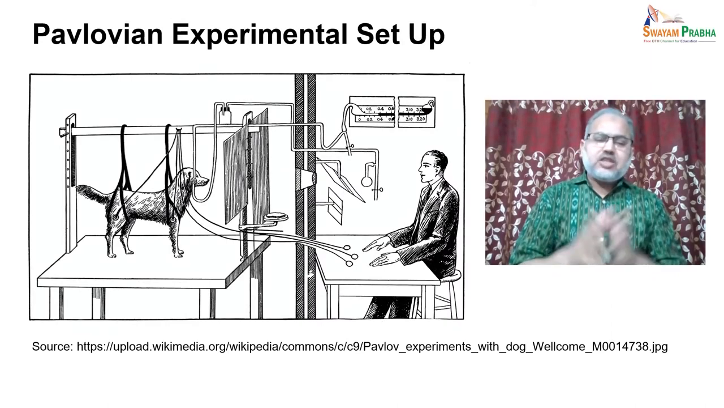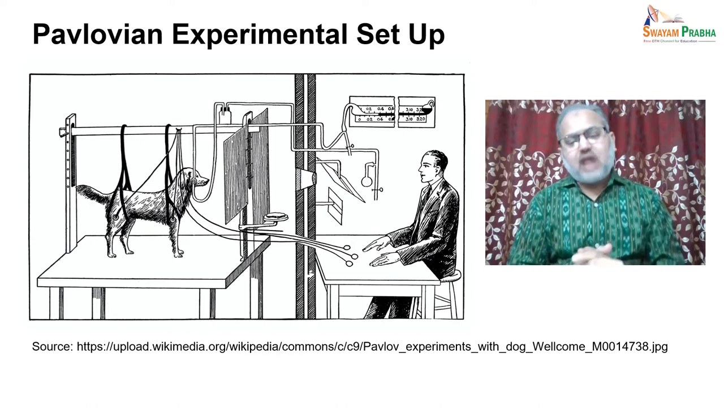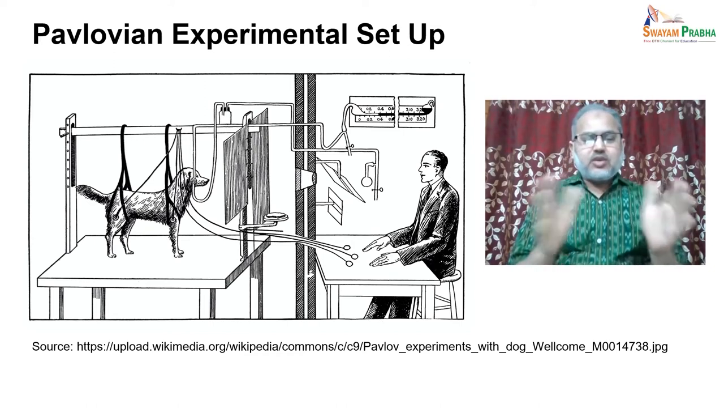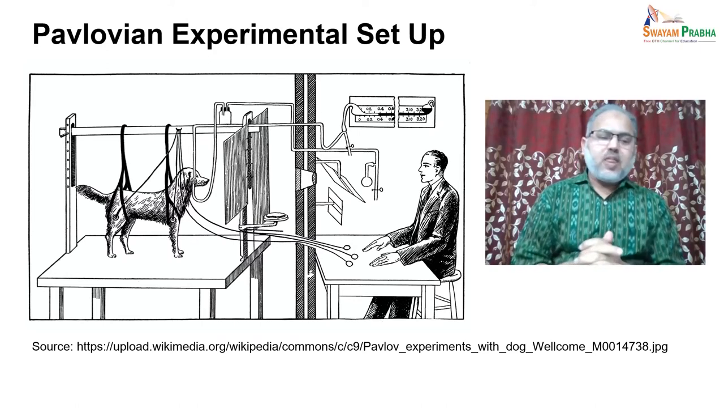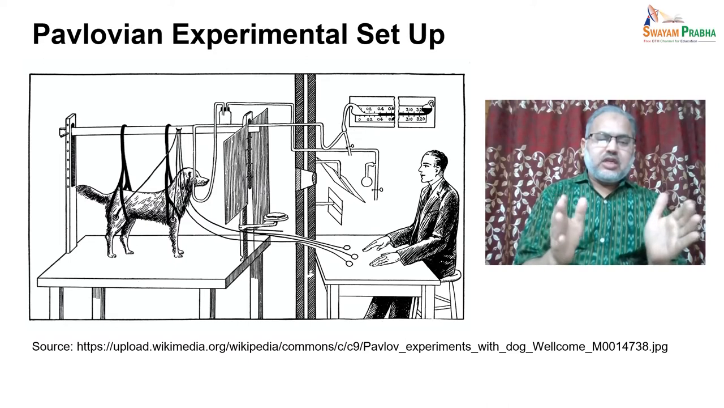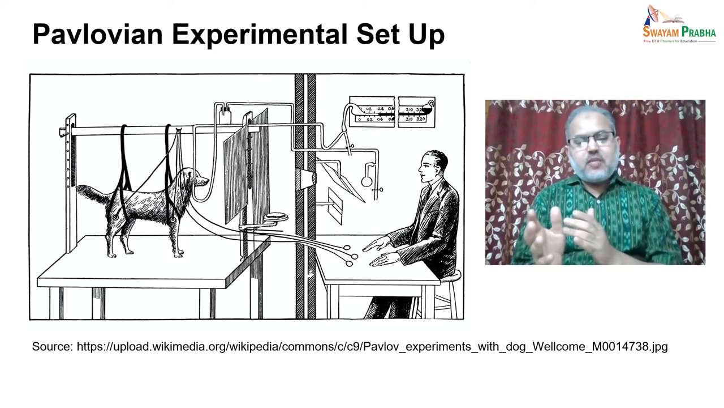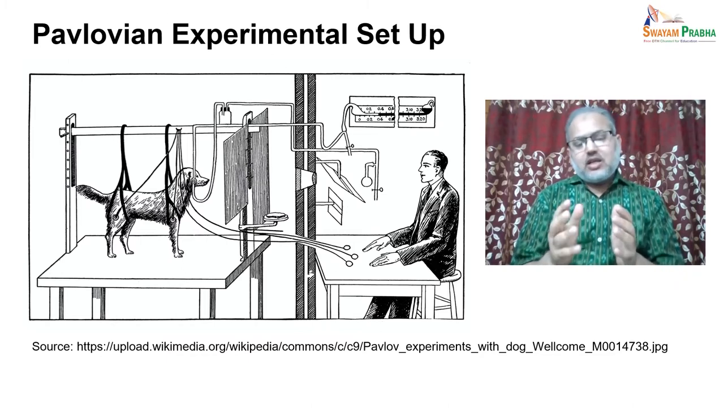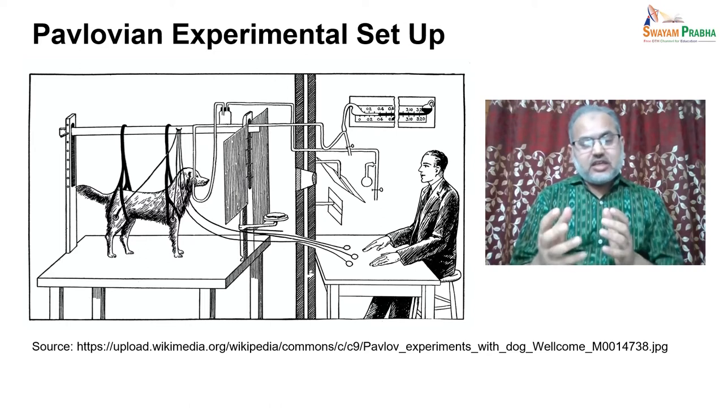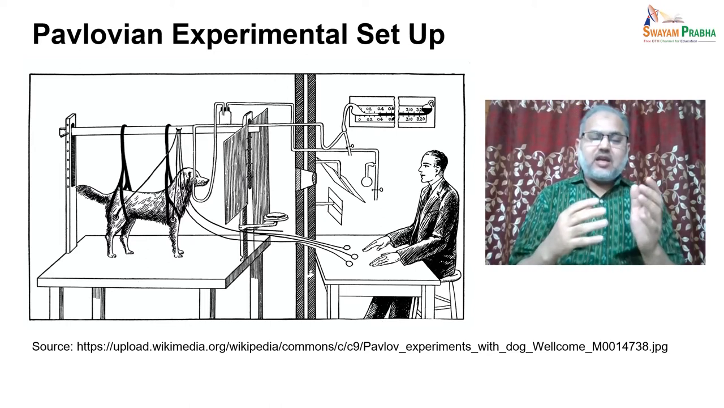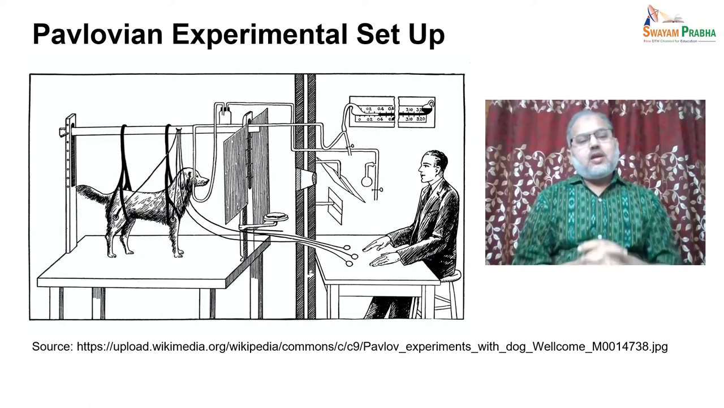You can see in this diagram the experimental setup of Pavlov. Pavlov is sitting on the other side of the dog, and the dog is put in a situation where he is being controlled indirectly, and the amount of saliva being secreted from his mouth is being measured: how much saliva is being secreted in what circumstances and in what situation. So now let's move towards some of the important things about this experiment.